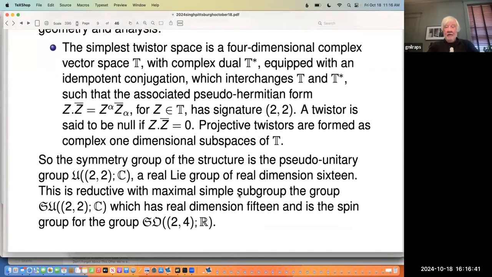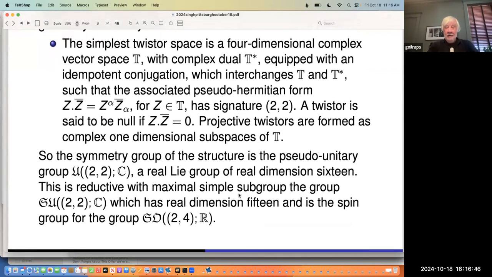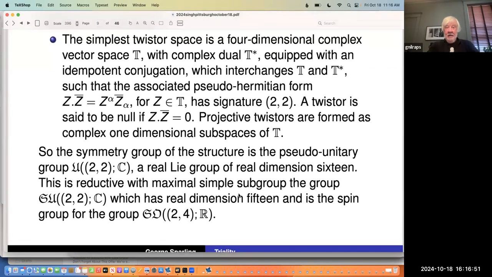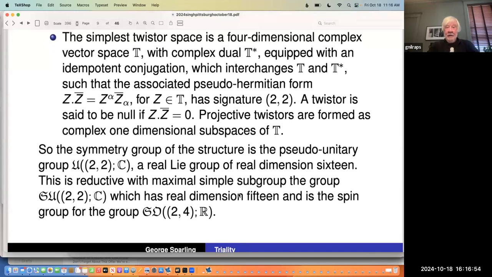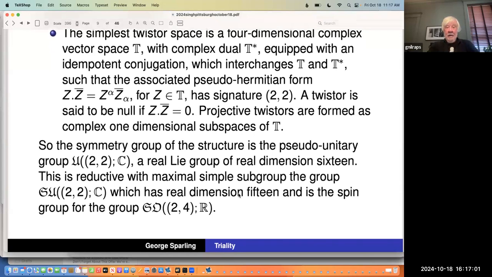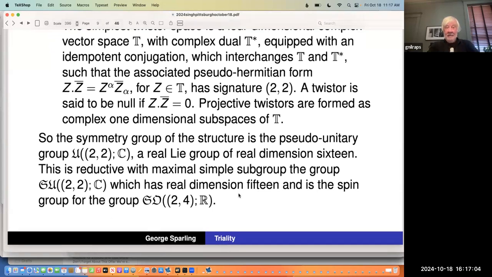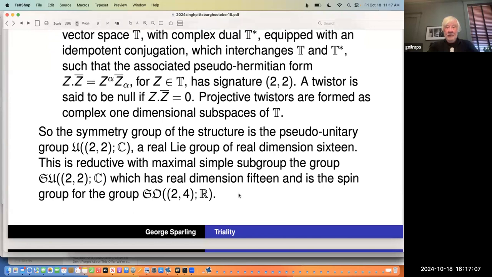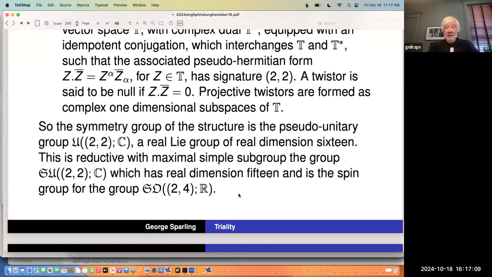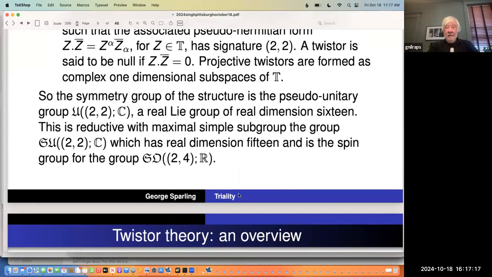So anyway, you have a complex vector space with signature 2-2. So the symmetry group is naturally U(2,2). Now, all this was discovered by Roger, of course. Because it has signature 2-2, you can talk about null twistors such that the signature Z.Z bar is 0. Projective twistors are 1-dimensional subspaces. The symmetry group is U(2,2). And it's a basic fact that its subgroup SU(2,2), which has dimension 15, is the spin group for SO(2,4).